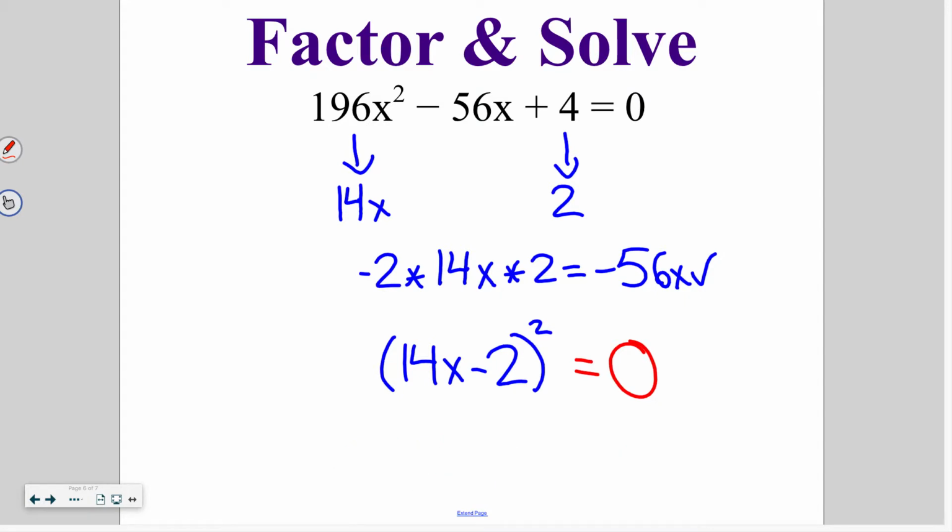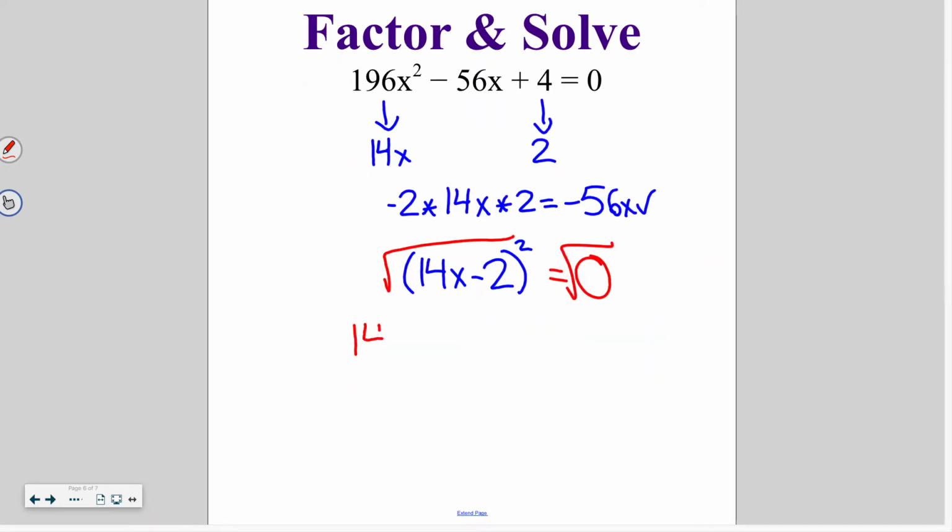Remember, with perfect square trinomials, this is the one where we can square root both sides of the problem in order to solve. This is why I wanted to re-go over this idea, because this one is a unique case. So we square root both sides, and when I take the square root of the left side, I'm left with 14x minus 2. And then when I square root that second side, I get equal to 0. So now that I have it set equal to 0, I'm going to go ahead and solve.